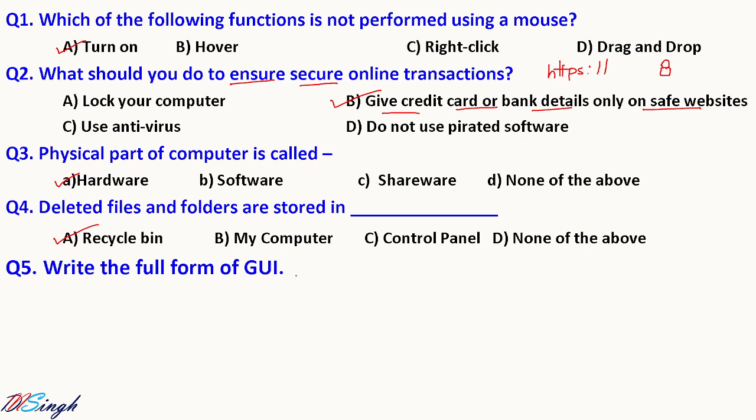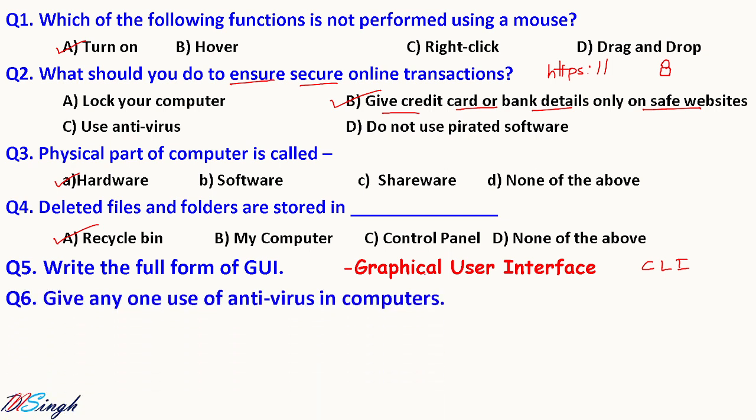Write the full form of GUI. The full form of GUI is graphical user interface. You have one more full form like this, CLI, that is called command line interface. So a computer can work in both modes. In graphical user interface, you have the Windows where the close button or the interface of your Windows operating system is what? Graphical user interface. But if you open a command prompt and you are writing commands to do your job, that is called what? CLI, command line interface. Let us go for the question number 6.